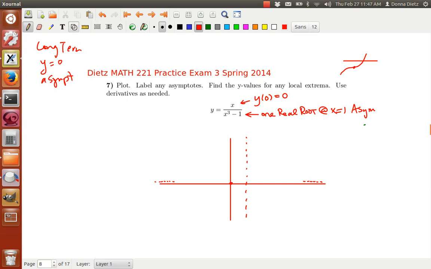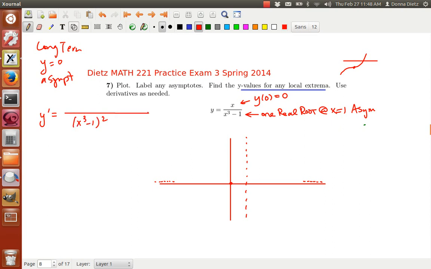But you probably will feel reassured if you pick a couple points on your calculator. Well, actually, it does say y values for any local extreme, so unfortunately, if it didn't ask for that, we can just go like this, and then we just go like this, and we'd be done, right? We need to actually find the extremes. So if we have to find the extremes, then we actually have to take the derivative, unfortunately. So go ahead and do that.